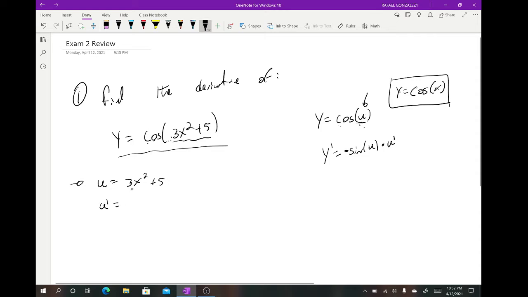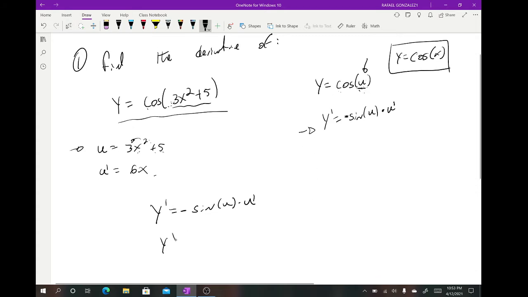Well, what is the derivative of 3x squared plus 5? By the power rule, that would be simply 6x, because the derivative of 3x squared is 6x to the first power, and the derivative of 5 is just 0. And now if I apply the substitution, I have y prime is equal to negative sine of u times u prime. That I got from here.